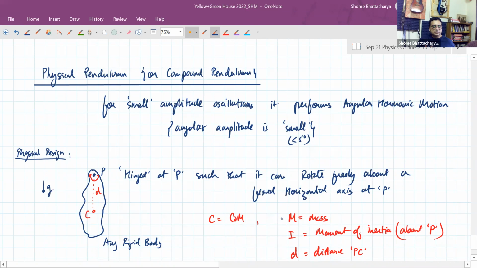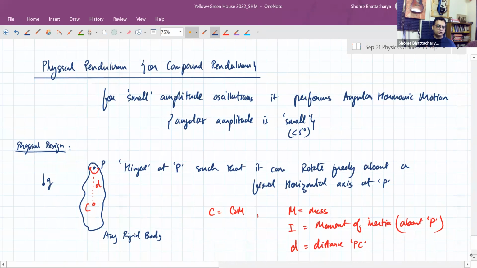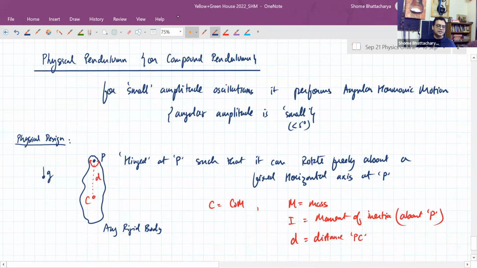So now next we will see that based on these parameters, M the mass, I the moment of inertia about the axis at P, and D the distance of the center of mass from the point P, we can find the time period. And first of all, we can derive the condition that it performs angular harmonic motion when given small angular displacement. For very large angular amplitude or displacement, it will not be a harmonic motion. It will still be an oscillatory motion, but it will not be harmonic. And we'll understand that once we derive those equations.